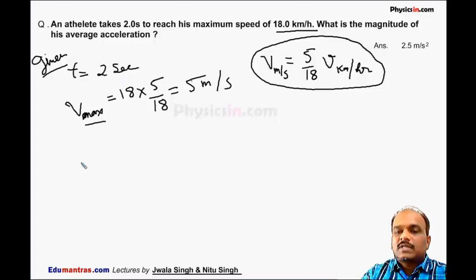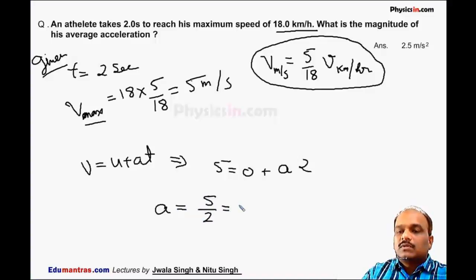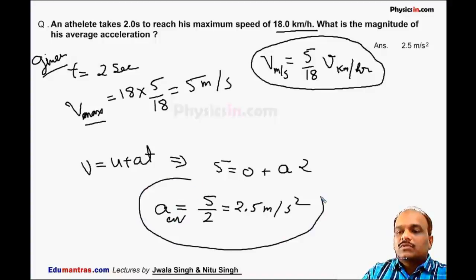So I can say, starting point, v is equal to u plus a into t. By using this relation v is equal to u plus at, the final velocity is 5, the initial velocity is 0, plus acceleration. Acceleration is not known, let it be a, and time is 2 seconds. So from here the acceleration of this athlete is 5 by 2, that is equal to 2.5 meter per second square. This is the average acceleration of the athlete. So this is the answer.